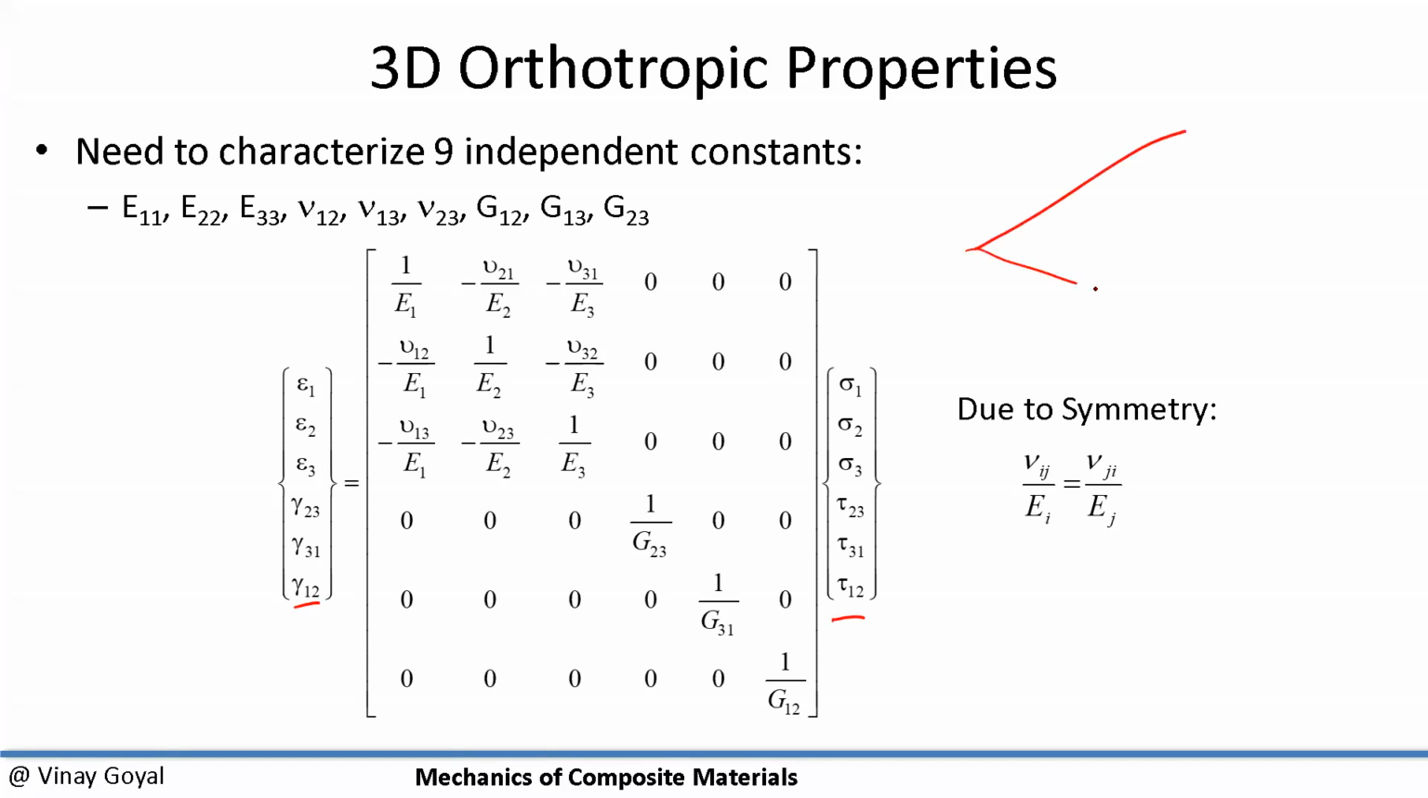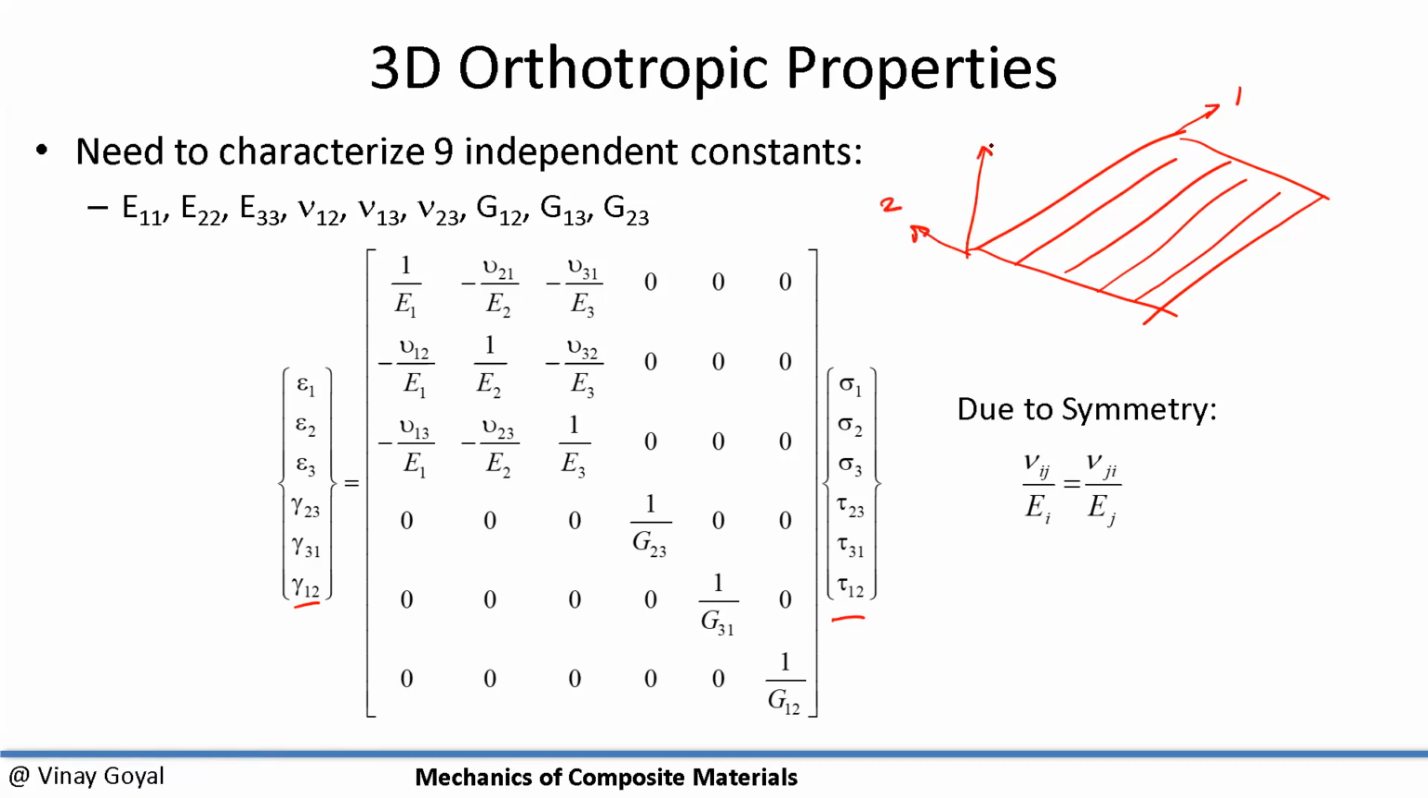So if this ply looks like this, there's a one direction, two direction, and three direction. E11 here represents the modulus in this direction. E22 represents the modulus in this direction. E33 represents the modulus in this direction. And then you have the Poisson ratios. If you pull in the one direction, the two direction contracts, and so forth.